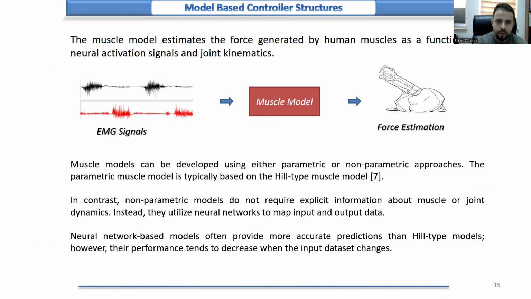Muscle models can be developed using either a parametric or a non-parametric approach. The parametric muscle model is typically based on the Hill-type muscle model. In contrast, non-parametric models do not require explicit information about muscle or joint dynamics. Instead, they utilize neural networks to map input and output data. Neural network-based models often provide more accurate predictions than Hill-type models. However, their performance tends to decrease when the input dataset is changed.